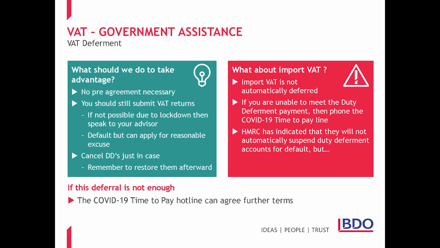If you want to do that, then you don't need any pre-agreement, but you still need to do your VAT returns as normal. Obviously, that can be difficult in lockdown, and if you're having any difficulties with that, please do speak to your normal advisor, as failure to submit is still a default. So we can probably help you if that's the case. But I would say if you are putting your VAT return in, do cancel your direct debit just in case the revenue accidentally take it, because I don't think they have any mechanism in place to stop them doing it.